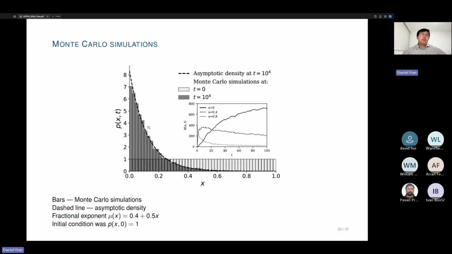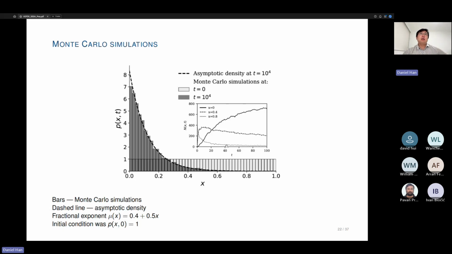And so that's exactly what you see. This black dashed line is your asymptotic density, so it's an asymptotic solution. The bars show you the results from Monte Carlo simulations. And hopefully you'll agree that this does look as if the asymptotic solutions, at least in long time, match what the Monte Carlo simulations show us.